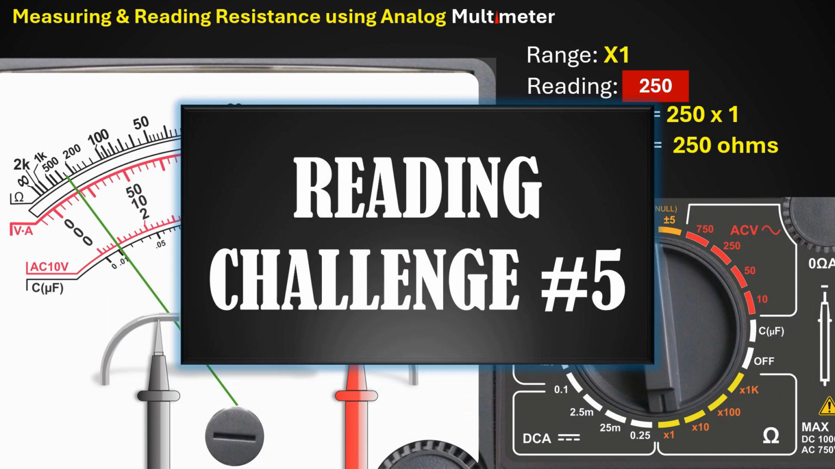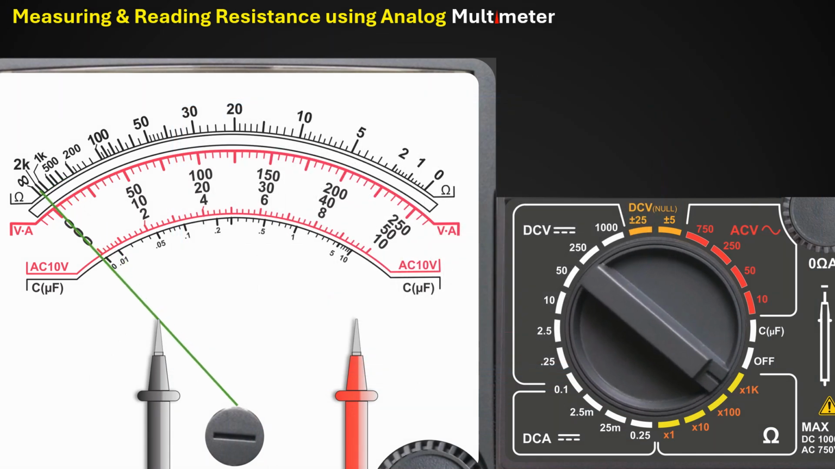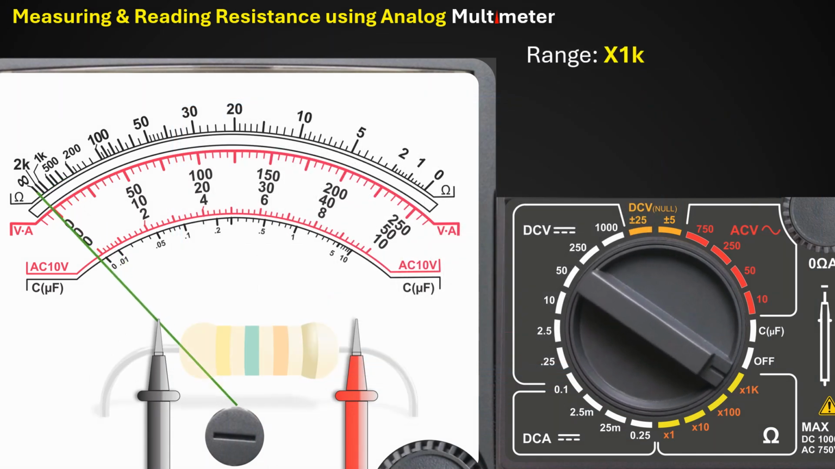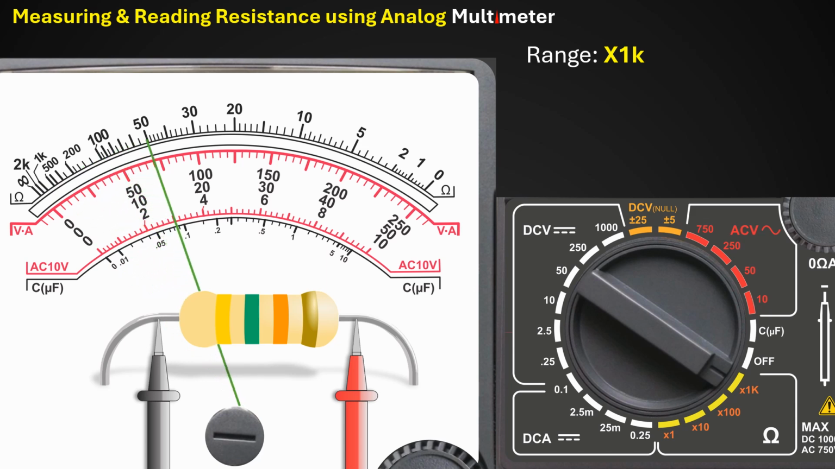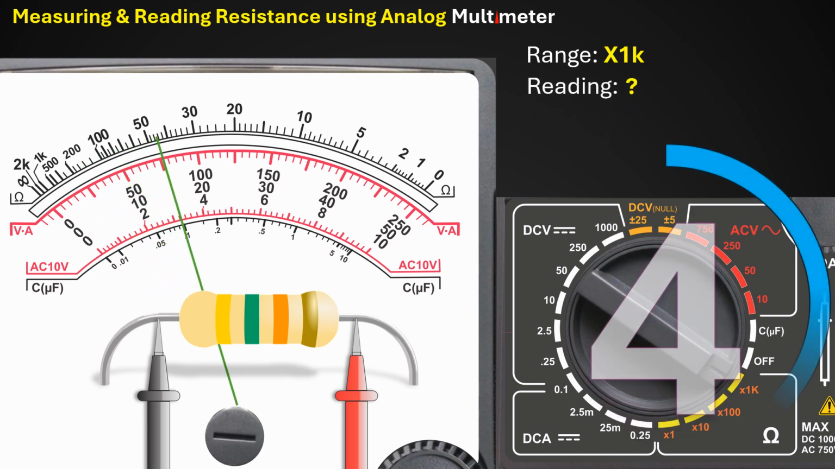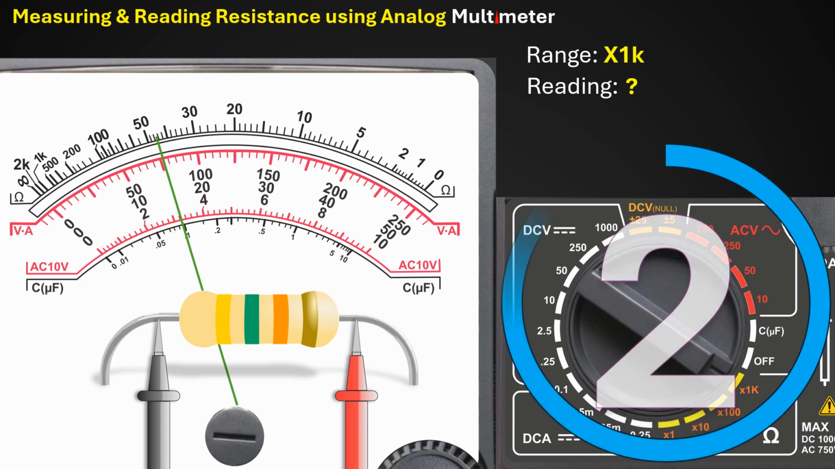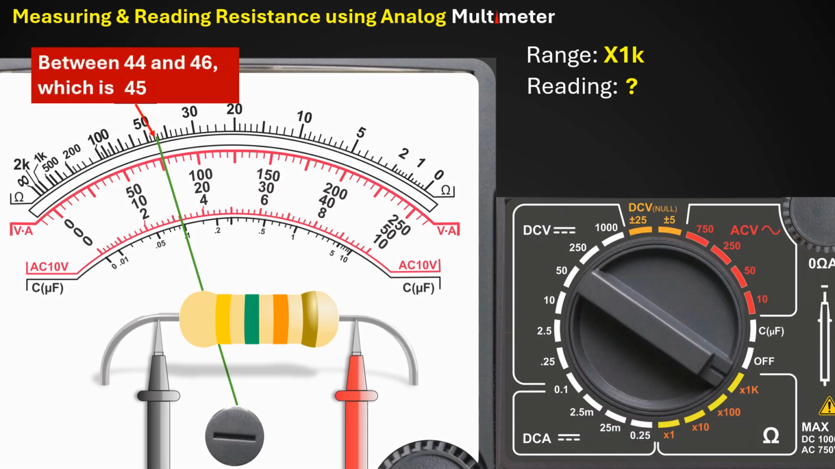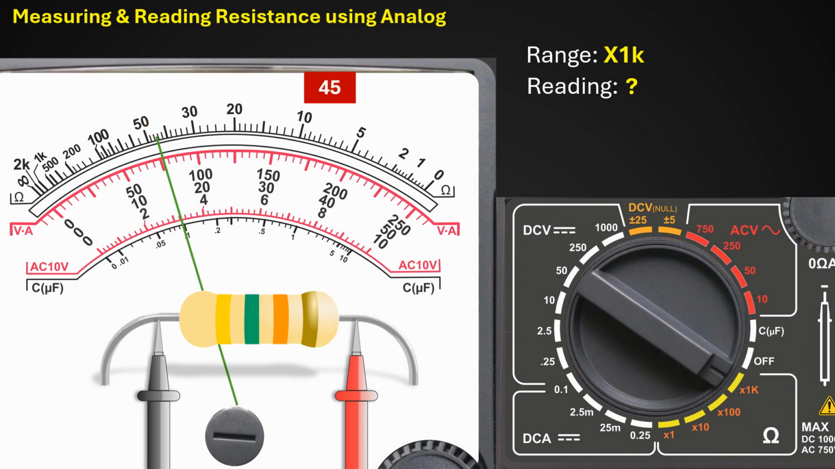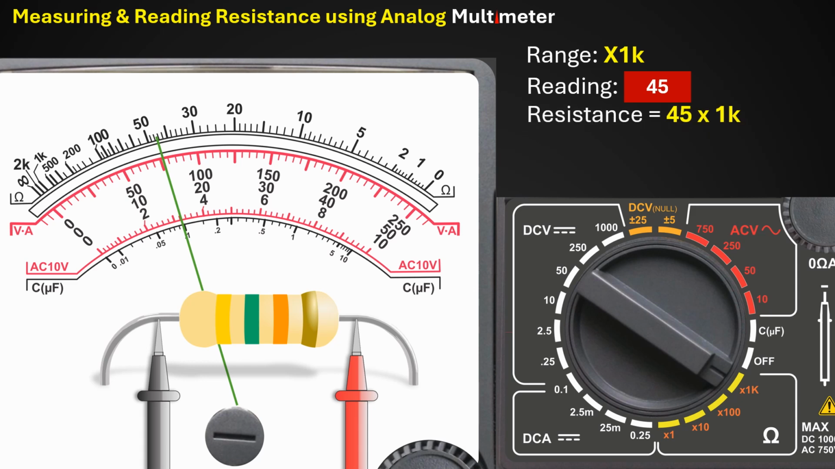Final challenge. The range is set to ×1K. What's the resistance of the resistor? The needle points somewhere between 44 and 46. Let's take the middle value of 45 ohms. Multiply that by 1000, and you get 45,000 ohms, or 45K ohms.